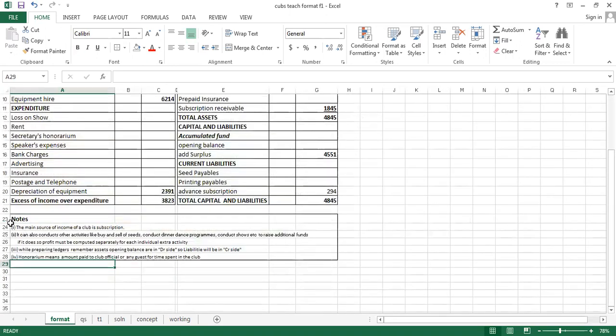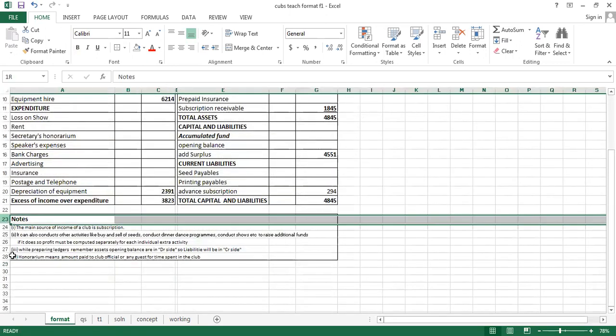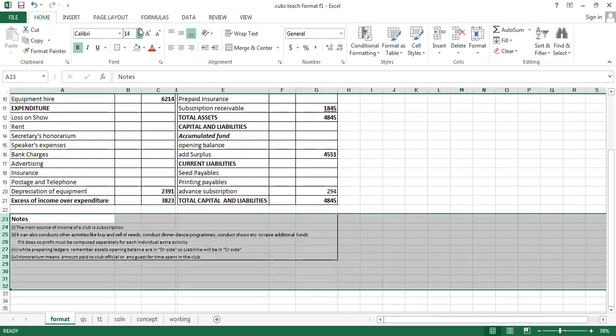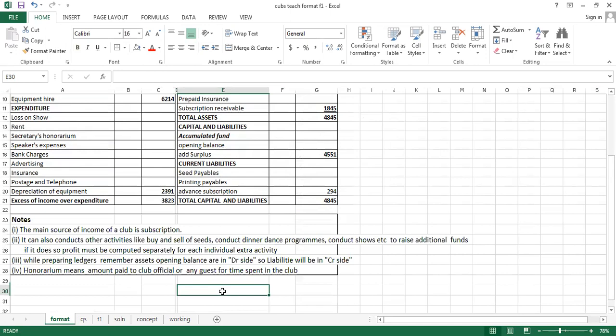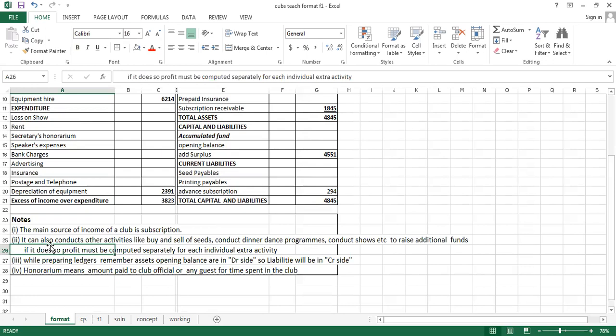And there are some notes which we need to understand regarding clubs and societies. Some points here which I'm just going to explain before I start the question. So the main source of income of a club is subscription. Remember, subscription is the main source of income. It's like us opening up a swimming club or a gym club, whatever it is, and then whatever amount we charge to the members is called subscription, and that's the main source of income for the club.